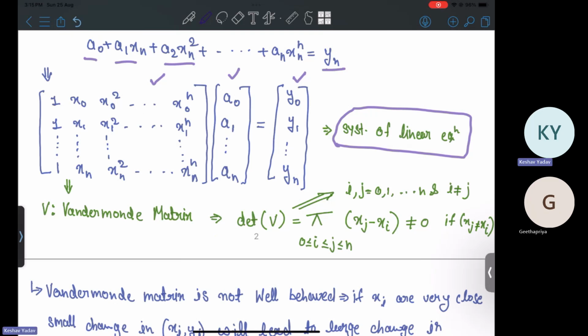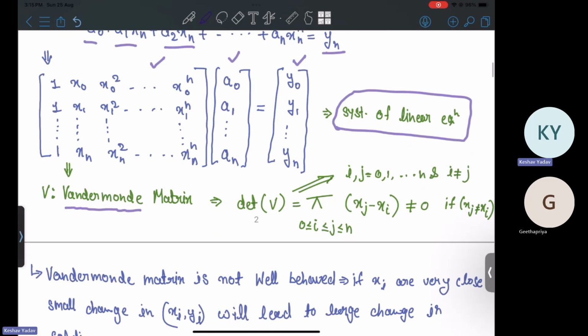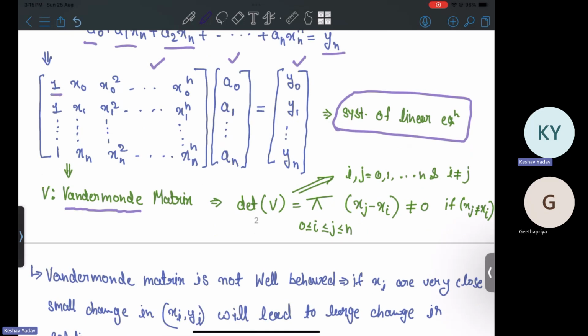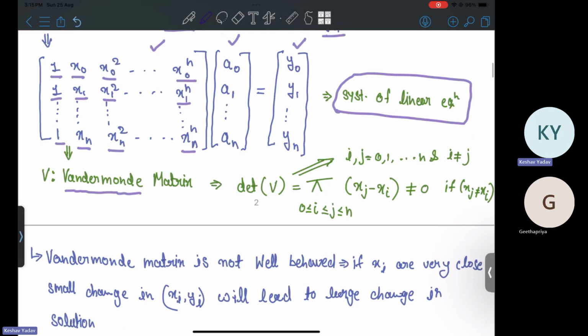So this coefficient matrix is known as the Vandermonde matrix. This matrix looks like: 1, x0, x0 square, x0 cube, up to x0 to the power n. Then in the second row, 1, then x1, then x1 square, up to x1 to the power n. In the nth row, 1, xn, then xn square, up to xn to the power n. This coefficient matrix is known as the Vandermonde matrix.